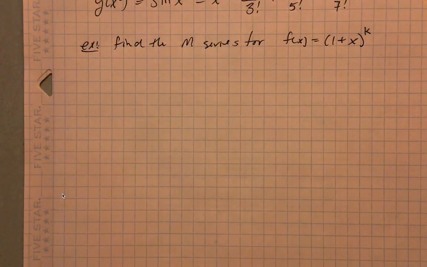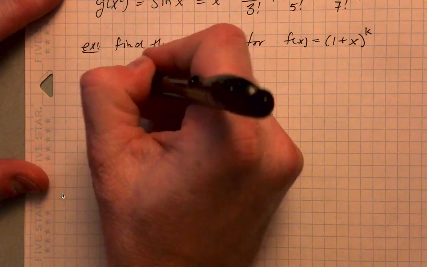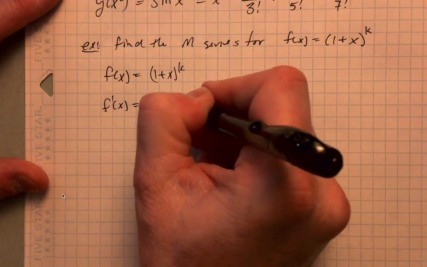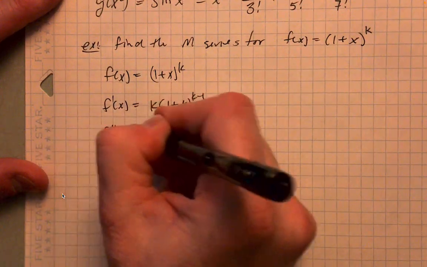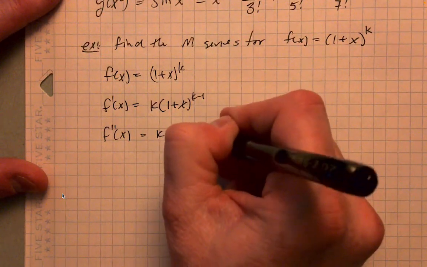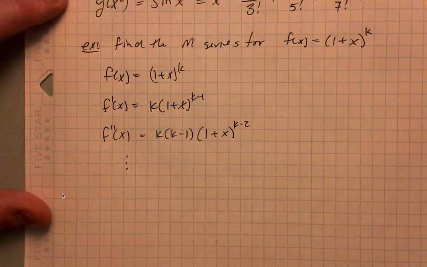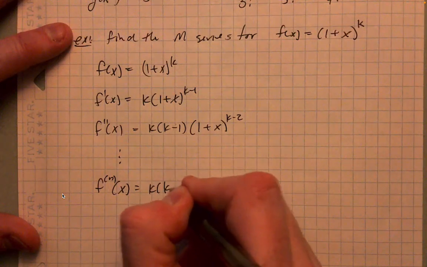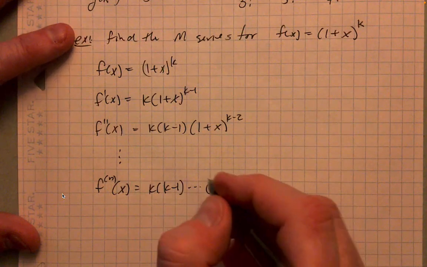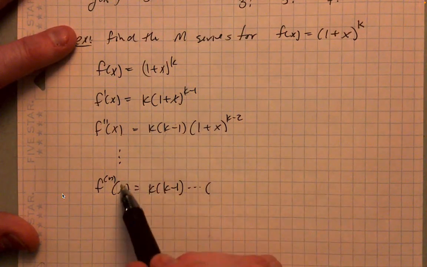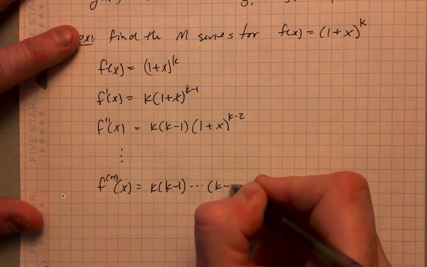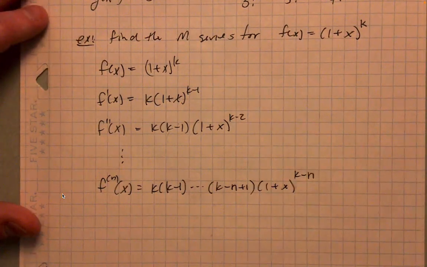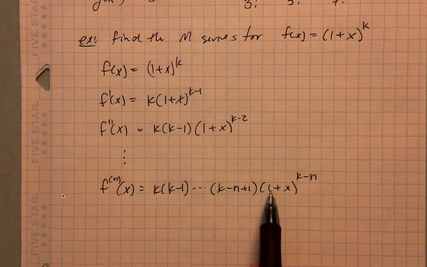So this is like a binomial, right? So f of x is equal to 1 plus x to the k. F prime of x is equal to k times 1 plus x to the k minus 1. F double prime is k times k minus 1 times 1 plus x to the k minus 2, and so on. All right, what's the nth derivative? Well, it's k times k minus 1 and so on, and the last one is k minus n plus 1, then 1 plus x to the k minus n, right? We keep dropping these down all the way to n, so the last term to drop down would be k minus n plus 1, because this is k minus n.